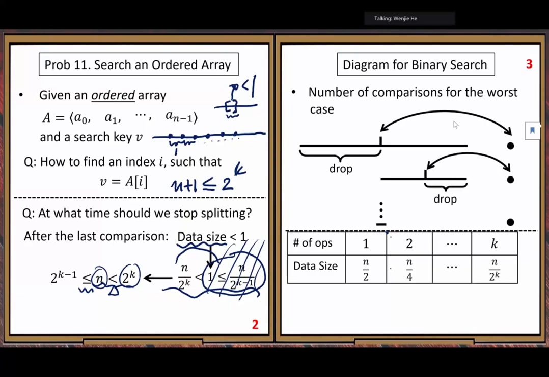That gap is at least 1, right? The smallest gap is 1. So if we add 1 on n, it should still be less than or equal to 2 to the k. In this case, we can add that equality in the right half of the inequality. That means we improve the inequality. We add 1. That's a small improvement, but we want to do the best we can, right?